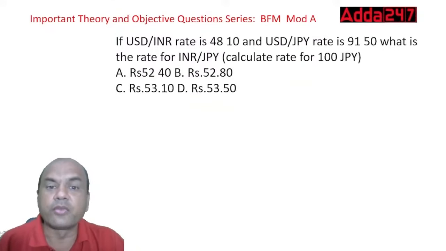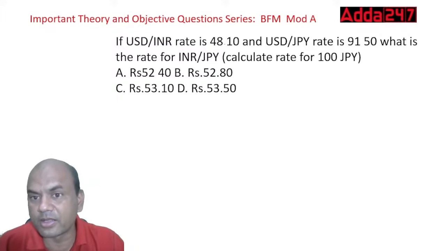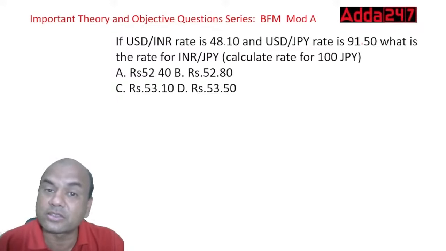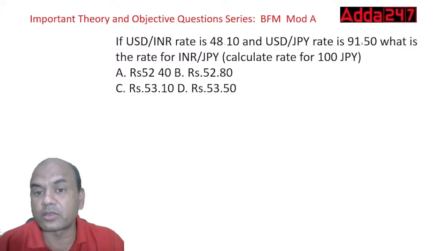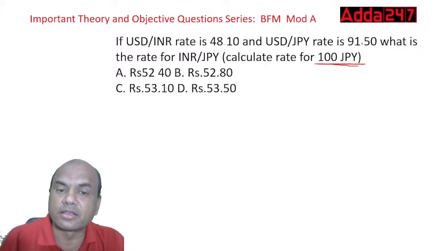Chalo. If the USD INR rate is 48.10 and the USD JPY rate is 91.50, what is the rate of INR to JPY? This is not simple. Calculate the rate for 100 JPY. Remember, JPY means Japanese yen. I'll write it.